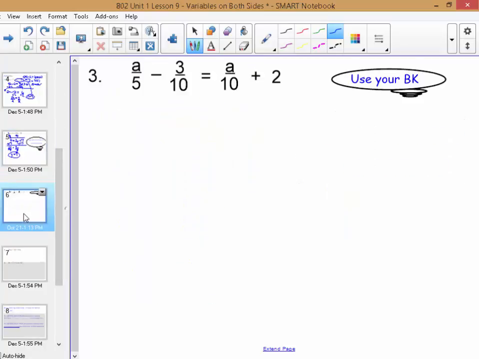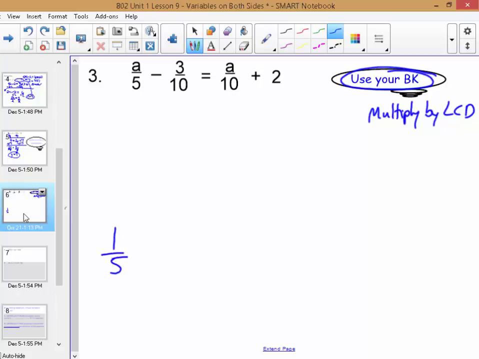This one obviously had a star. This is still tricky for you guys to deal with these fractions, but it does say use your background knowledge. Remember the idea to get rid of fractions. We're going to multiply everything by the least common denominator. So in this case, I have 5 and 10.